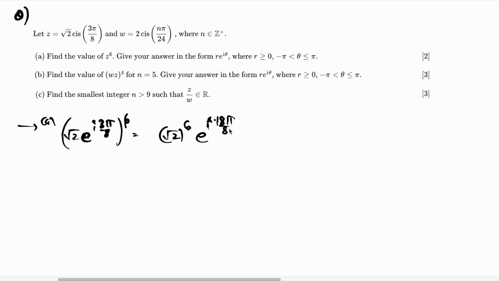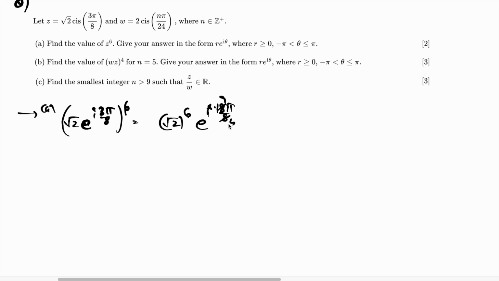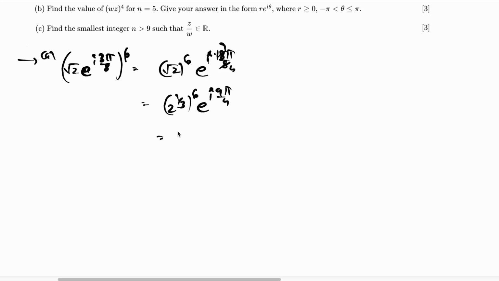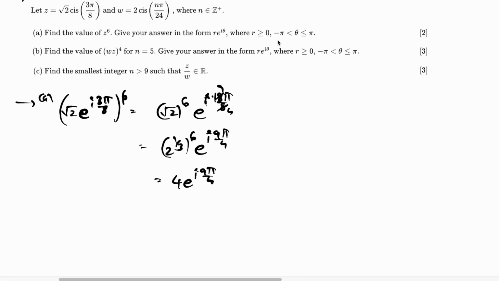And 18 pi over 8 is 2 4s are 8, 2 9s are 18, which is 9 pi over 4. And root 2 raised to 6 is 2 raised to 1 by 2 raised to 6. I'll write this as e raised to i 9 pi by 4 only as of now. So which is 2 raised to 3, which is 8, e raised to i 9 pi by 4. But the problem is my theta has to be in the principal argument range. It has to be in the principal argument.